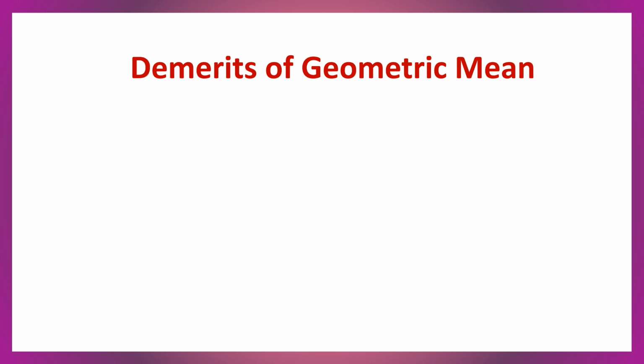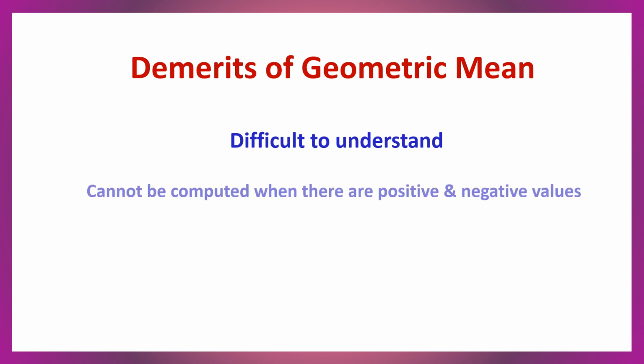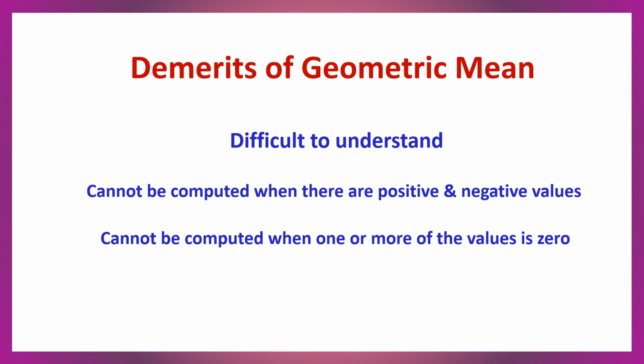Similar to all other concepts, the geometric mean also has its own demerits. Let us check out the demerits of geometric mean. It is difficult to understand as we are using the logarithmic tables, that is the logarithmic values and the antilogarithm and all. Hence, it is difficult to understand. And it cannot be computed when there are positive and negative values in the series of data given. It can also not be computed when one or more of the values is 0. So these are the major demerits of the geometric mean.